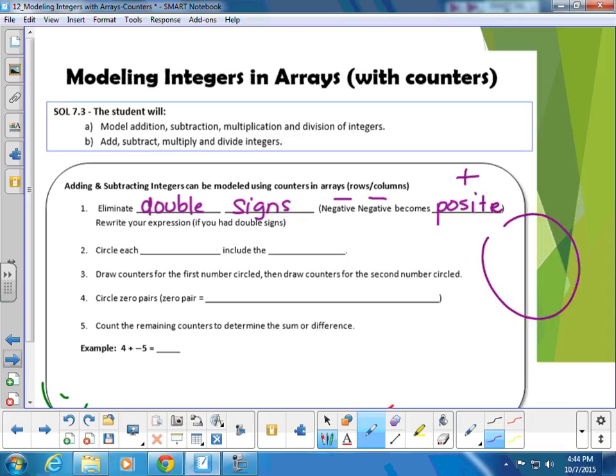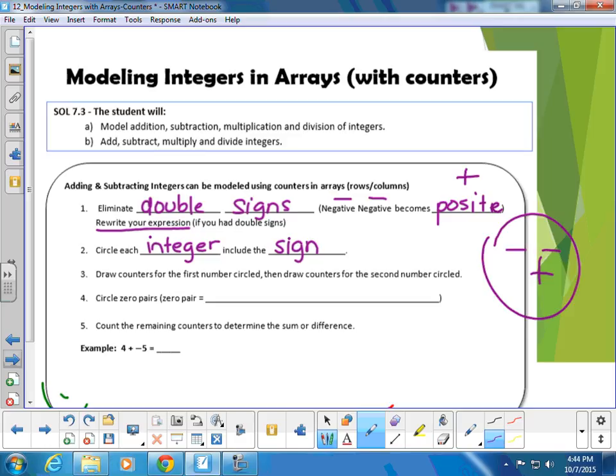Remember, we've got integer Bob that likes to tag along for the ride, and he helps you remember how to change your signs. If you have double signs, rewrite your expression. That means we take those double signs out and replace it with just the one sign, and that helps make things a little easier. Our next step is to circle each integer and include the sign that's in front of it.